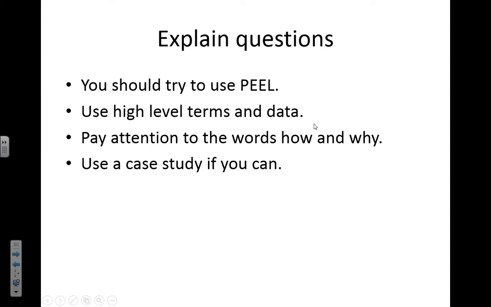And most often, in an explain question or a question of 4 marks or more, the examiner is looking for you to use some sort of case study. Selecting an appropriate case study would be fine.